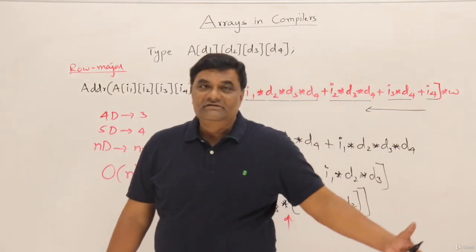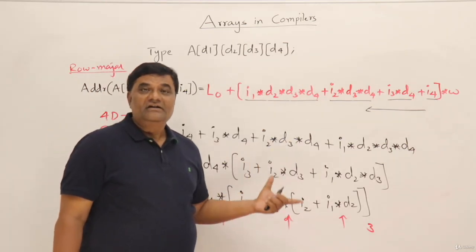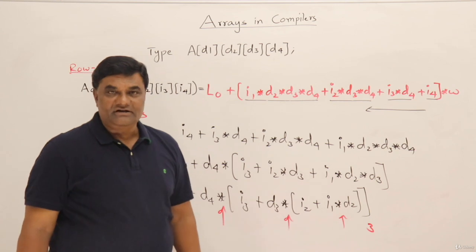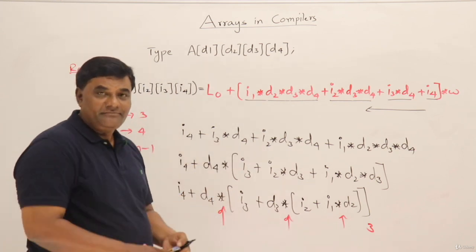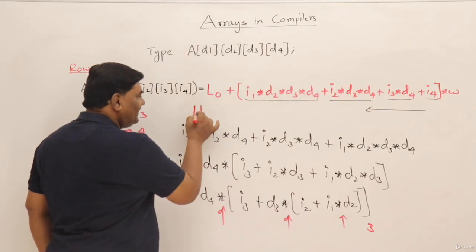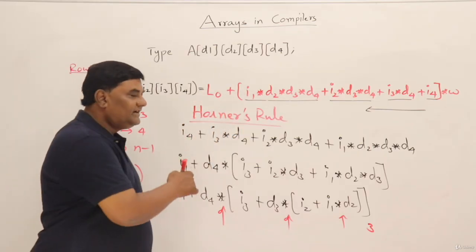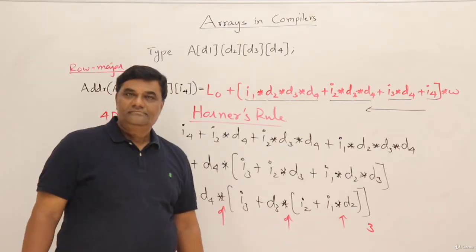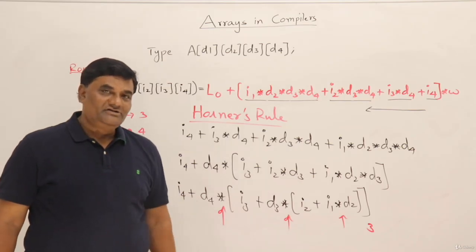So by taking common, I have reduced the number of multiplications. So this is how we can reduce the number of multiplications in row measure as well as in column measure formula. The rule that we have applied, that is taking commons to reduce the number of multiplications, is called Horner's rule. So we have applied Horner's rule to reduce the number of multiplications. So that's all with 4 dimensions to n dimensions.